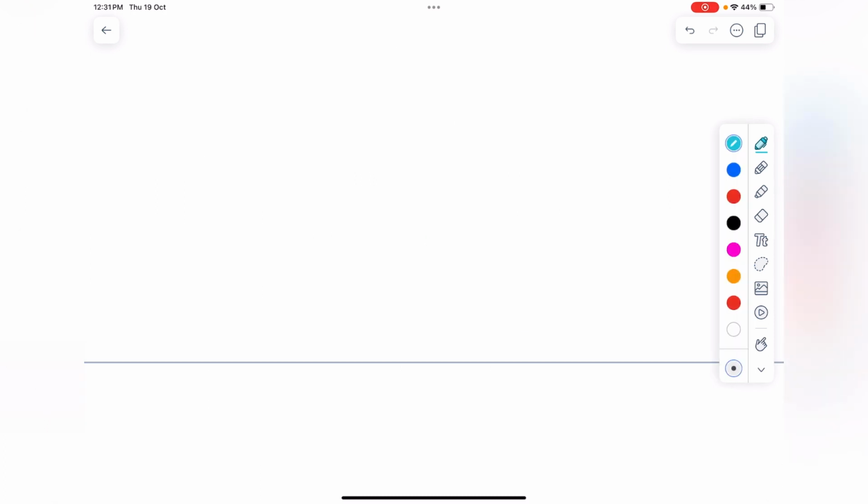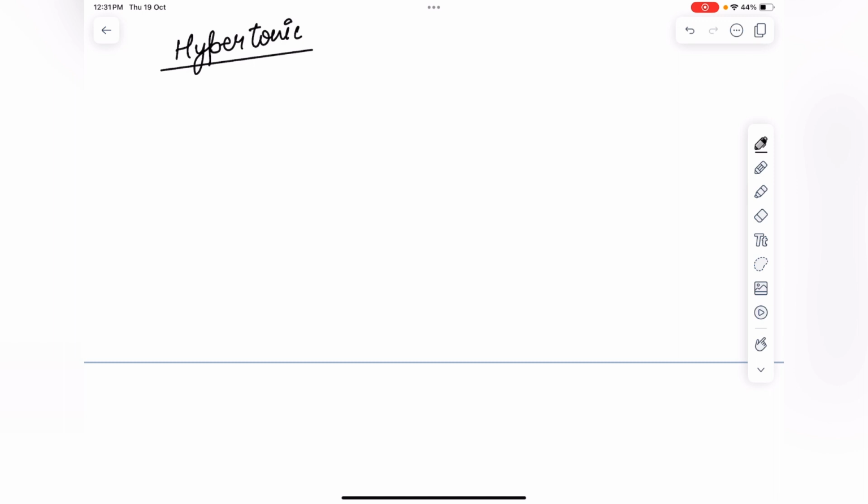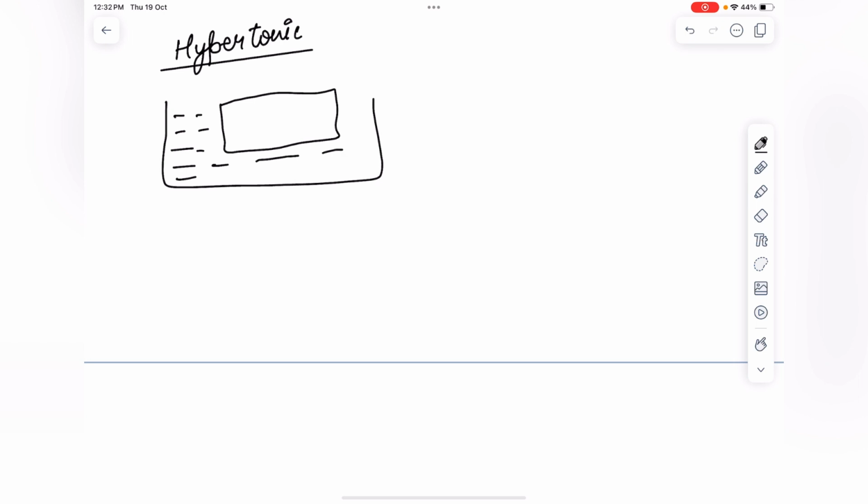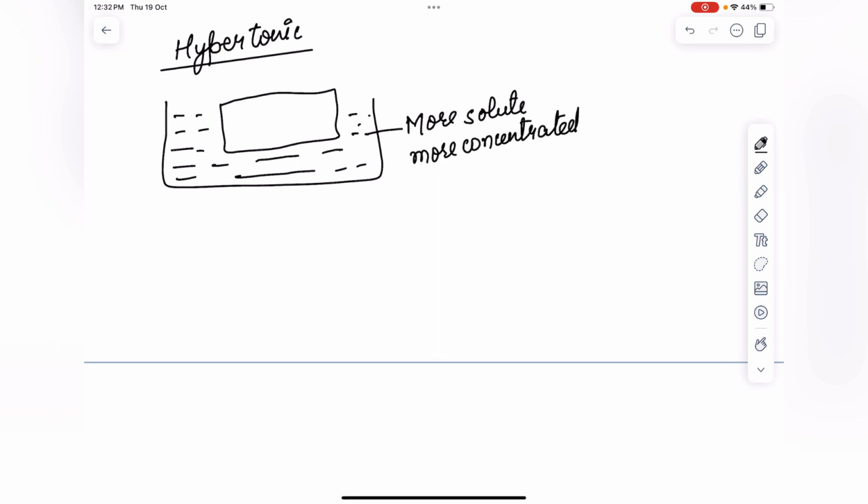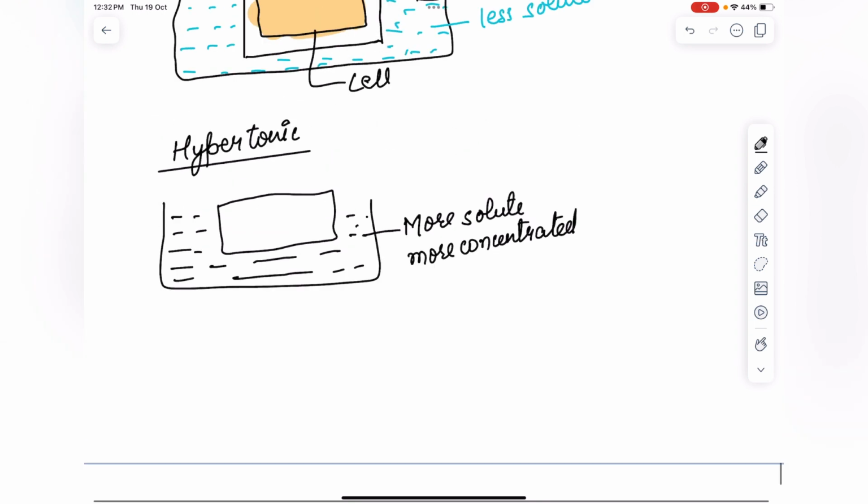Next we'll see hypertonic. What will happen? In this hypertonic, the external solution will be more concentrated, and that kind of solution is called hypertonic. External solution में क्या होगा? More solute will be present outside. यहाँ पे more solute will be present. More solute, more concentrated. Then this kind of solution is called hypertonic. So what will happen in this solution?